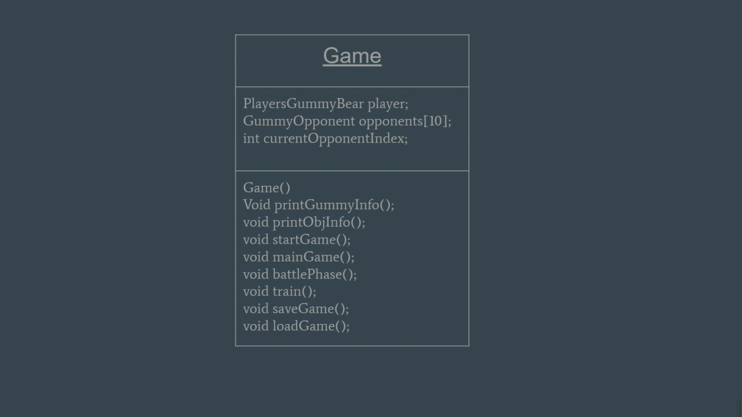Then I have the constructor, the gummy info, which we use at the beginning and later on whenever you would like to see your info. And the objective info, start game, main menu, battle phase. Start game basically will initiate the main menu. The main menu is the main game. And the battle phase would be whenever you go into the arena. And the train function is whenever you want to train and increase your stat attributes. And of course, there are the save and load functions.